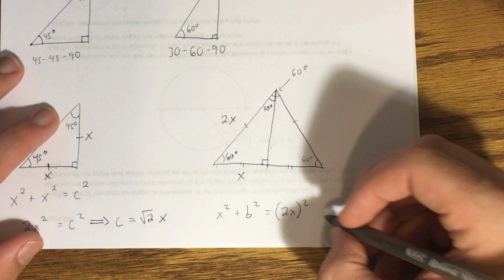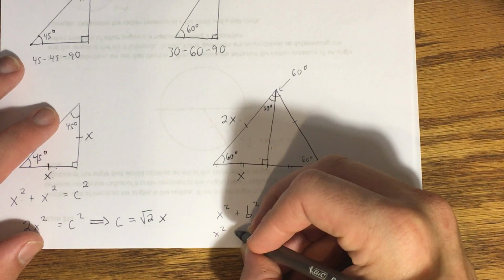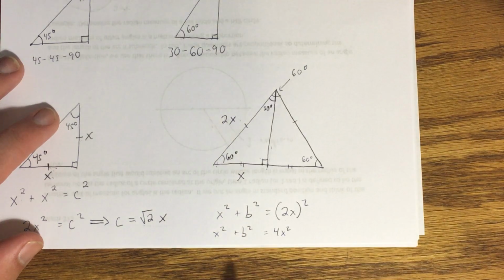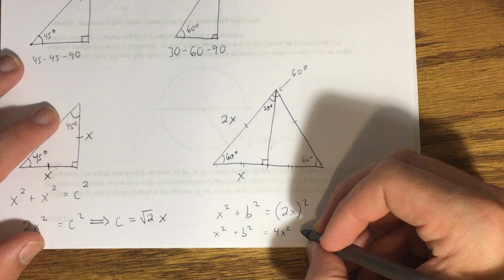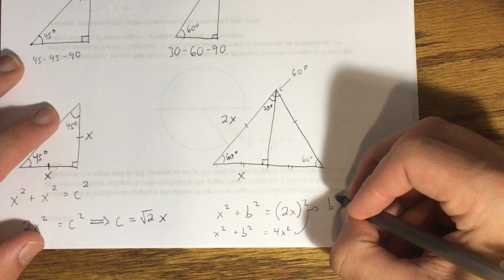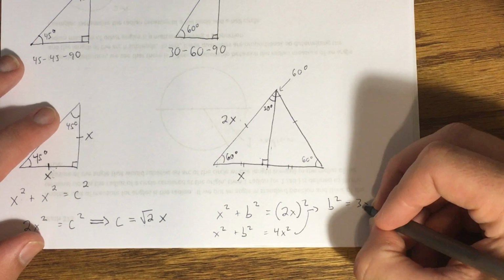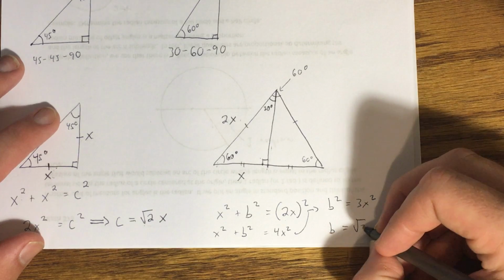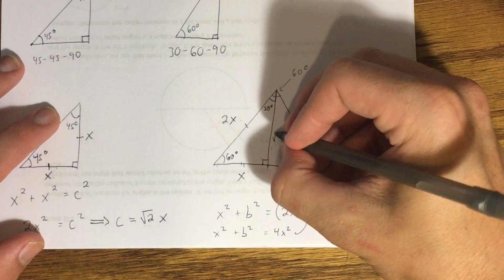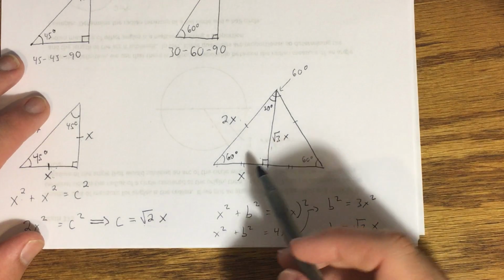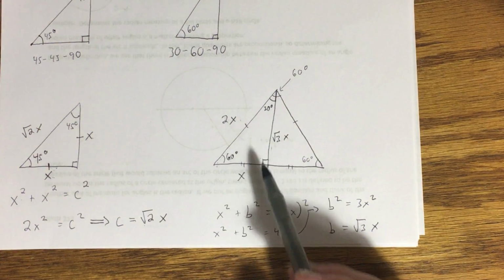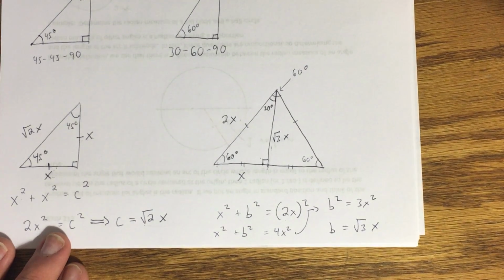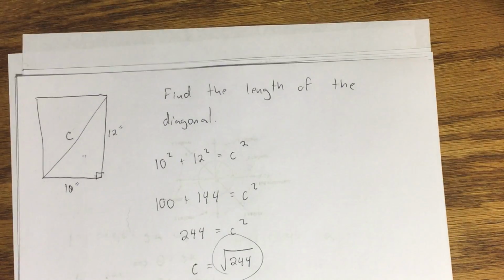That gives me x squared plus b squared equals 4x squared. Subtracting an x squared from both sides gives me b squared equals 3x squared. And then taking square roots, b equals root 3x. That gives me the 3 sides of this special right triangle in terms of x, in terms of the smallest side.